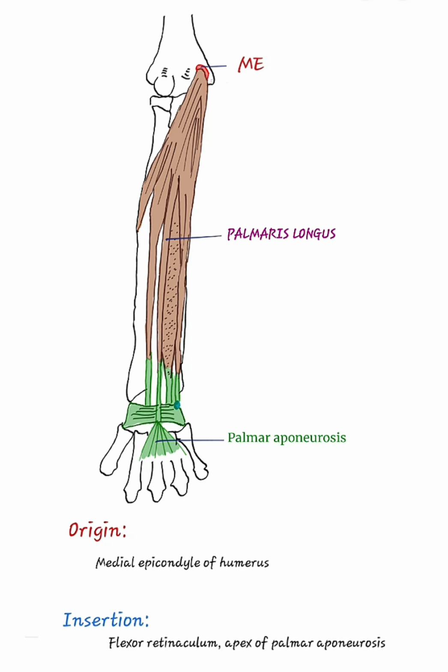Palmaris longus, origin, medial epicondyle of humerus, insertion, flexor retinaculum and apex of palmar aponeurosis. The tendon of palmaris longus passes superficial to flexor retinaculum and is attached to distal part of it, and it is also inserted on apex of palmar aponeurosis.